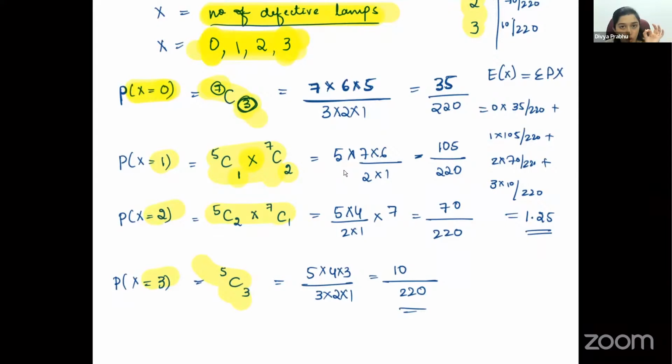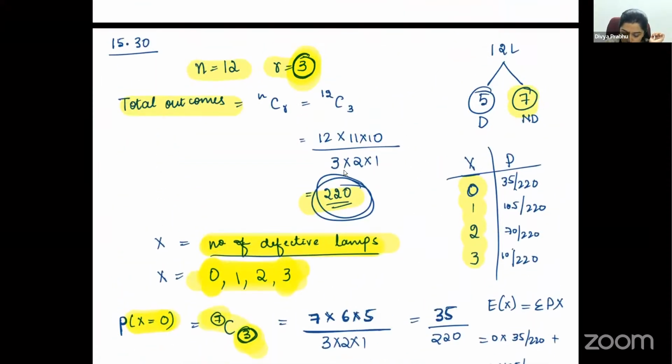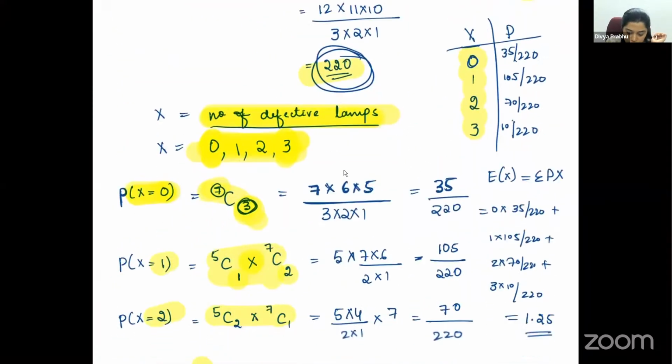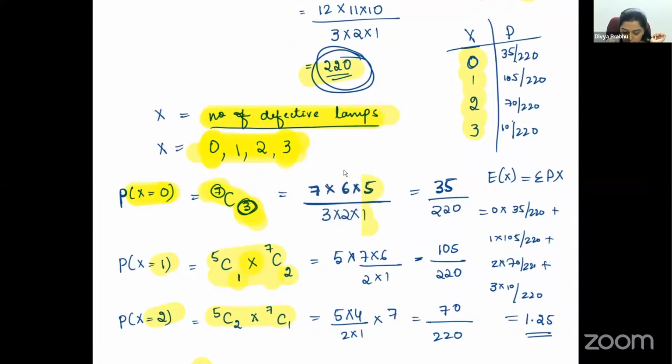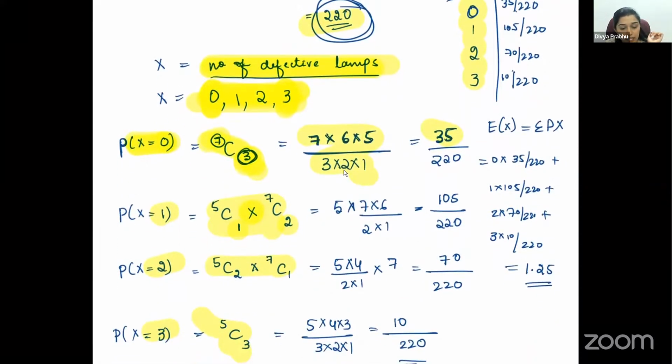For example, defective lamps is 0, which means all the 3 which I am selecting will be non-defective only. So 3 non-defective lamps I am selecting out of 7 non-defective lamps. So it is 7C3. Solve what is 7C3? It is 35. But remember, this is probability. So there will always be what? Total number of outcomes. Total number of outcomes is 220 here.